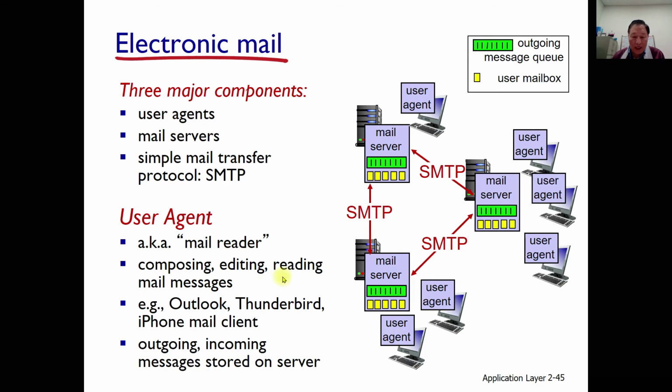We can compose, edit, read mail messages, and for example as a user agent, Outlook and Thunderbird, iPhone mail client, those are all a kind of user agent. And outgoing and incoming messages are stored on a server, and this is called the mail server. And between mail servers, they are using the SMTP protocol. This SMTP means Simple Mail Transfer Protocol. This one is using TCP. Here let's look at this one, the outgoing message queue here, and this is the user mailbox.